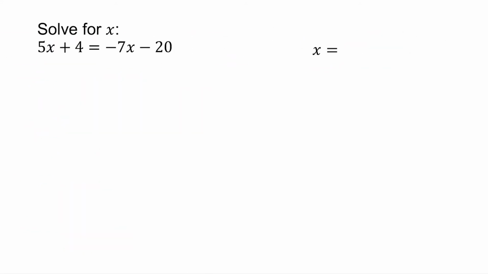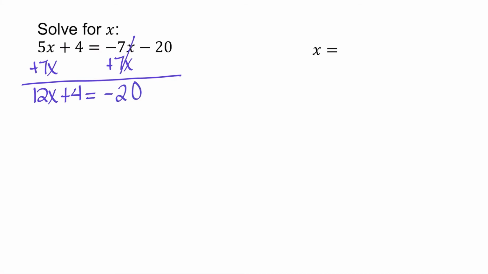So let's try solving this problem for x. We have 5x plus 4 equals -7x minus 20. So in this problem, I have a variable on both sides. I'm going to move all my variables to one side. Here I have -7x, so the opposite of that will be to add 7x to both sides. When I do that, on the left side, I have 5x plus 7x, which is 12x. Bring down the plus 4, and that equals -7x and plus 7x will cancel, and I'm left with -20.